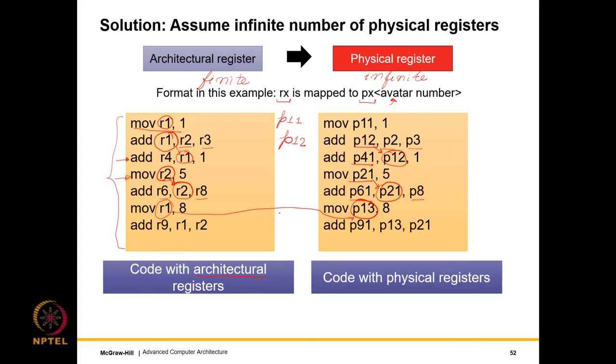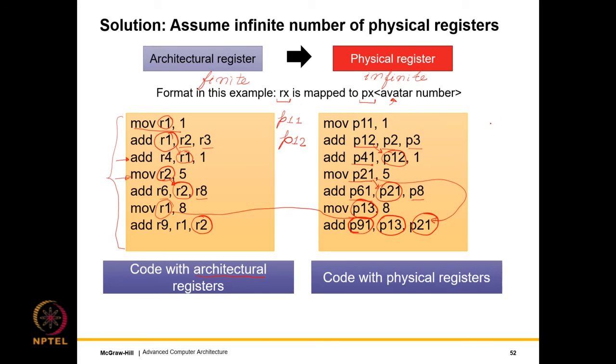Finally, we'll use R1. Which version will we use? We'll use P13. And then we will use R2. Which version will we use? The latest version, which is the one written over here, P21. And we'll create a new avatar of P91. So this is the code with physical registers. Let us look at this closely.